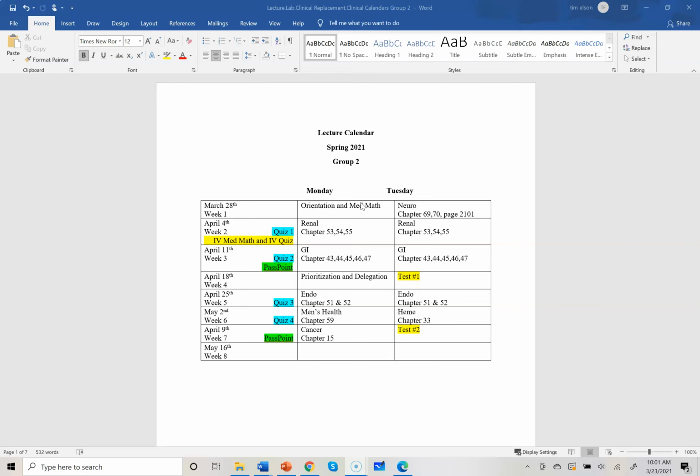The week of April 11th, which is week 3, you have quiz 2, which is going to be on the GI disease processes, and the pass point. I told you in the med-surg orientation packet that I was probably going to keep the same dates, but when I did the calendar, it made more sense to move it by a week. So you actually get a little longer to do it. It is due on Tuesday at 8 o'clock.